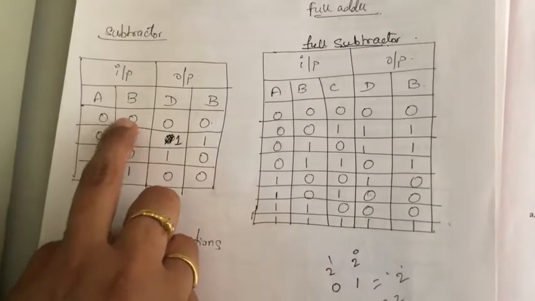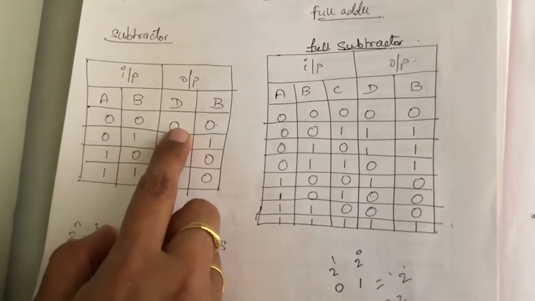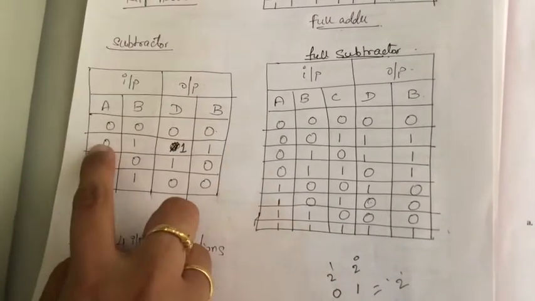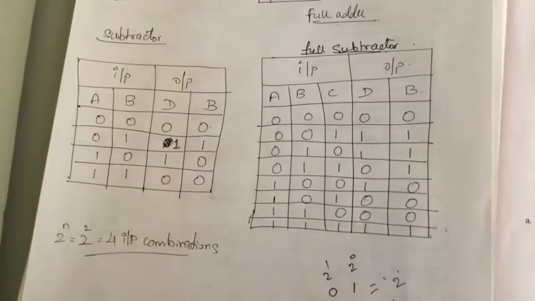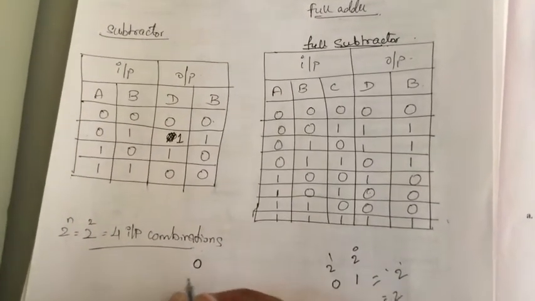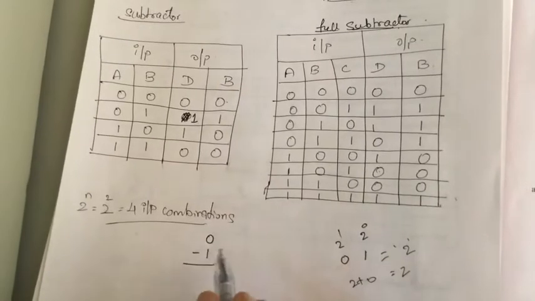So now 0 minus 0, obviously difference is 0, borrow is also 0. 0 minus 1. So how do I subtract a higher number from a lower number? Can I do 0 minus 1?